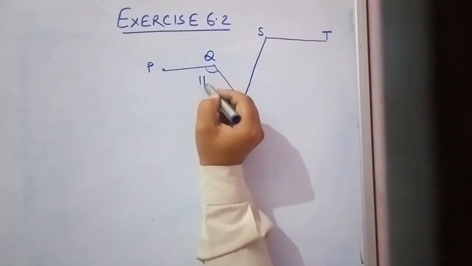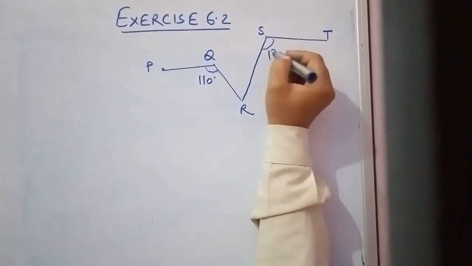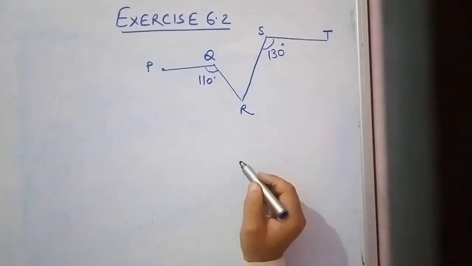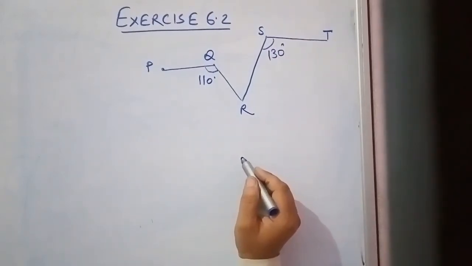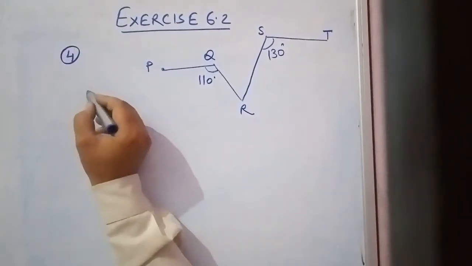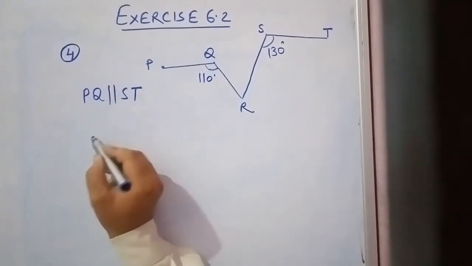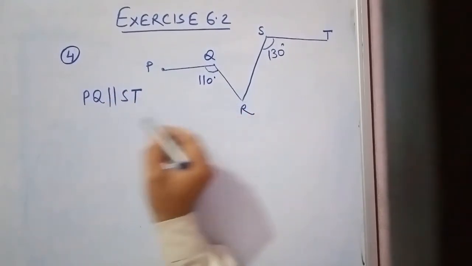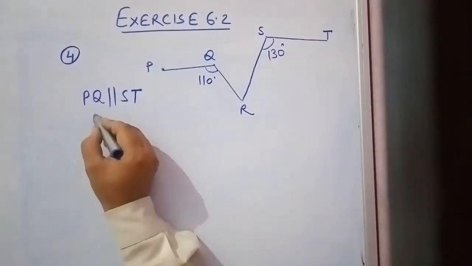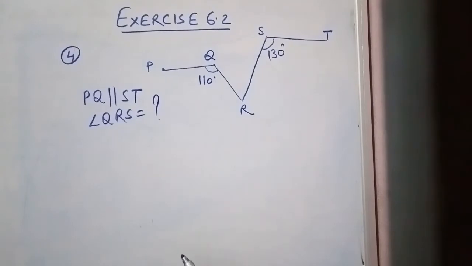Angle Q is given 110 degrees and angle S is given 130 degrees. PQ is parallel to ST and we have to find angle QRS. Angle QRS we need to find here.